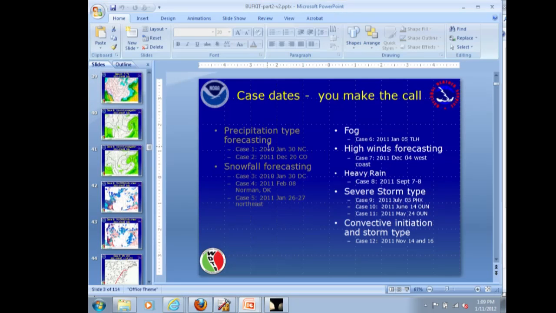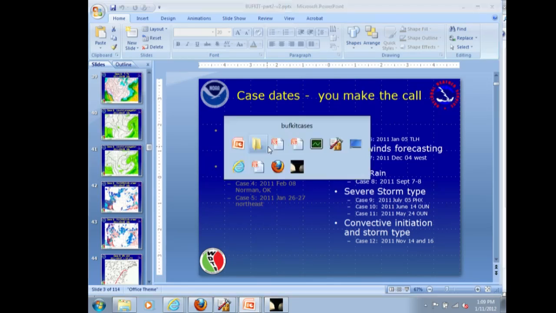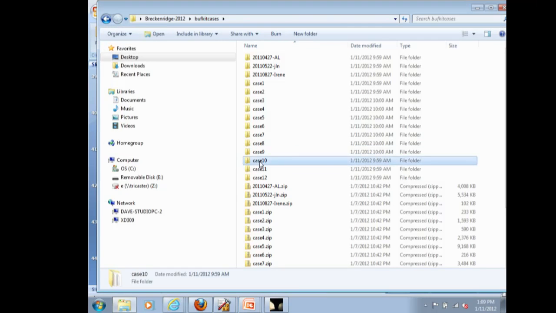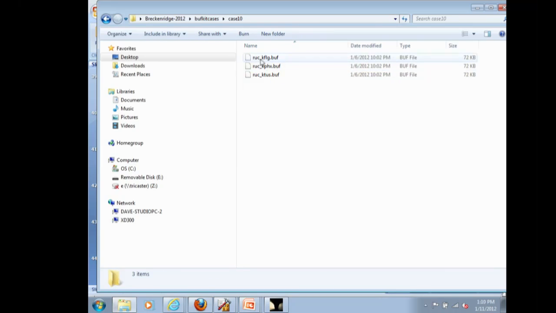Okay. Let's see what we got. Let's do case 10. That's not an obvious one. It's difficult. Well, maybe it won't be for you. Let's see what happens.